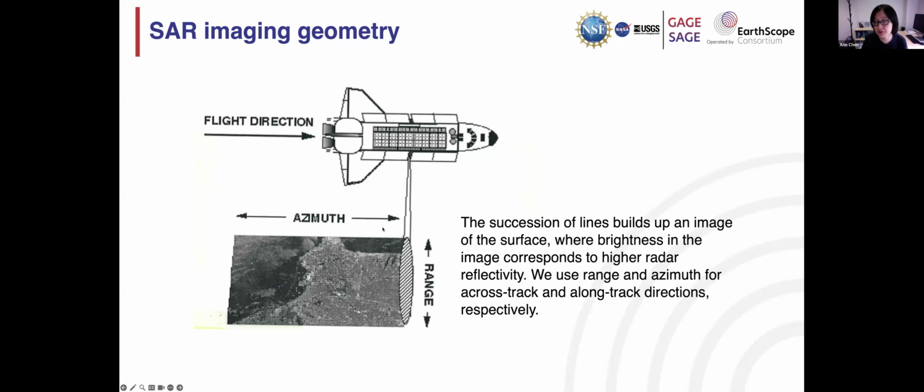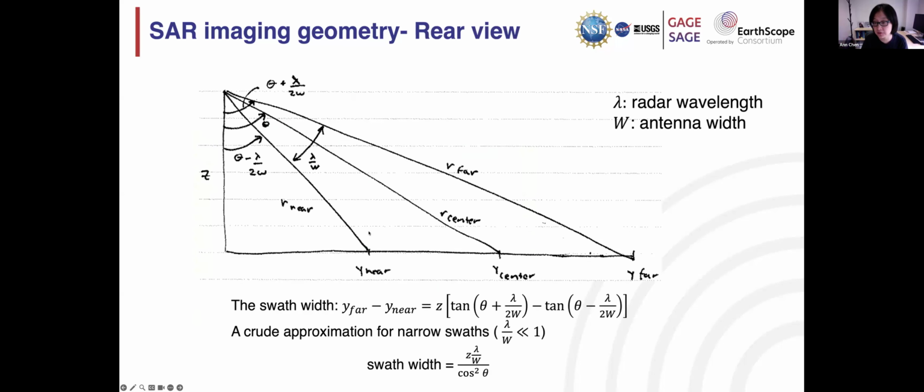And in order to better understand this two-dimensional mapping, let's first take a look at the imaging geometry in the range direction. So here, this particular dot is a satellite flying into the page, and this is the cross range direction. Here Z is the topographic height of the radar satellite above the ground. Typically for spaceborne imaging, Z is around 700 kilometers. So it's pretty far away from the target.